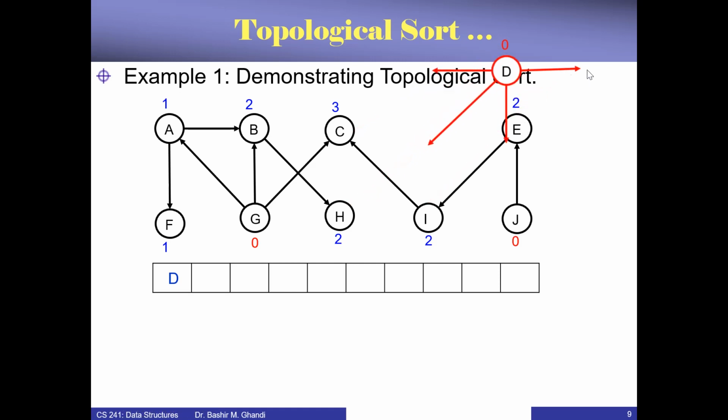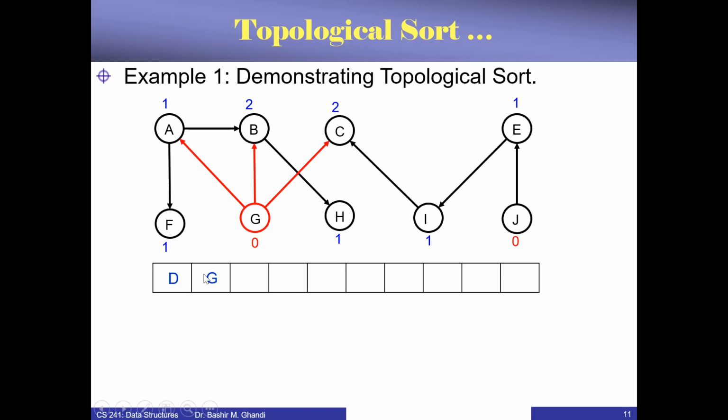Okay, so let's go ahead and do that. D is deleted, and the degrees of the adjacent vertices are updated accordingly. So this is now 2, 1, 1, and also H is 1. Okay, so this is the first iteration in our algorithm, or in our loop. So again, we repeat, find the next vertex that has degree 0. So obviously we have G and J. So G is the first one alphabetically. Therefore, we're going to visit G first.